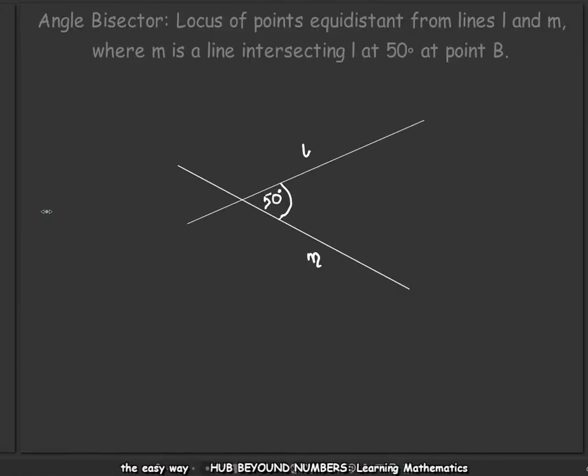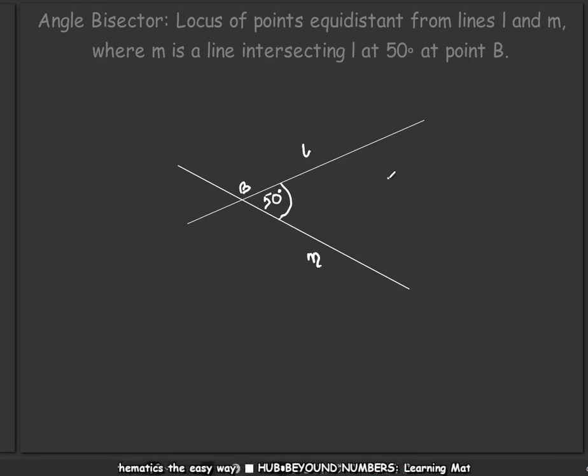Okay, so for this straight one, which is the locus of a point equidistant from 2 intersecting straight lines, let's look at this question. We have to construct the locus of a point equidistant from line L. So this is line L, and then M. This here is our line M, where M is a line intersecting L at 50 degrees. So these are 50 degrees. At point B, so this point here is our B.